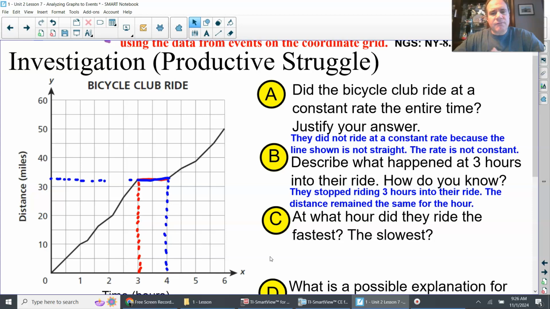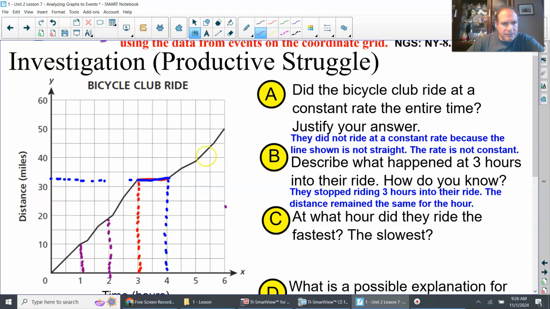At what hour did they ride the fastest? All right, so let's talk about the fastest hour. So to do this, we're just going to break everything up into the hours. So that is 1 hour right there. And we're talking about another hour right there. A 3 and a 4 and a 5. The 5, this hour right here.